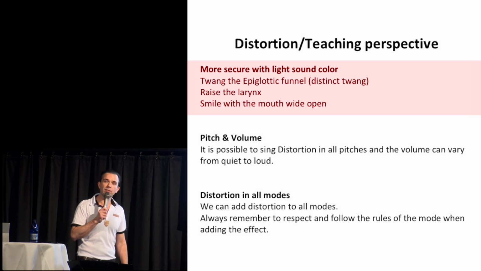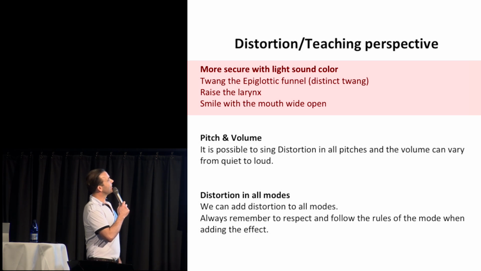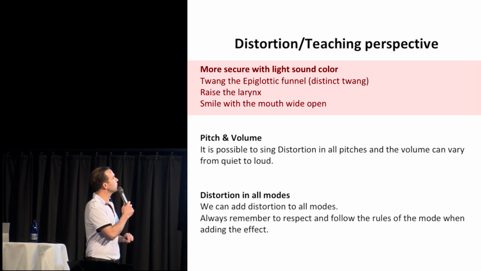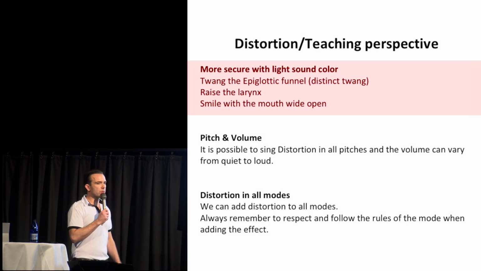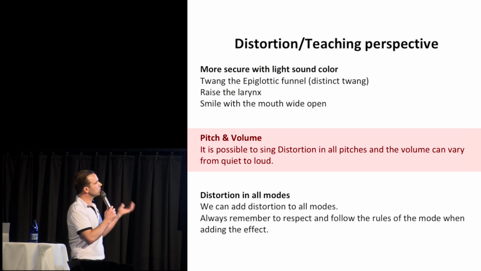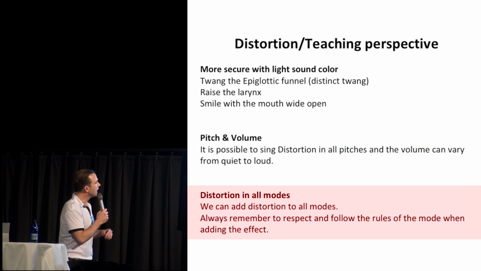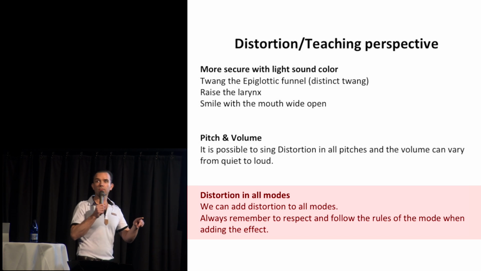We can raise the larynx, so you can speak like a child, or like you just swallowed a helium balloon. You can smile with your mouth wide open. And at least if we are submitting to these 3 sound color places, there's a good possibility that the sound color will be much lighter than normally. Unless, of course, you are an extremely happy person all the time. Pitch and volume, it's possible to sing distortion in all pitches, and the volume can vary from quiet to loud. And it's also possible to do it in all modes. So for example, we had the 4 modes: neutral, curving, overdrive and edge. Good thing to remember those right now.